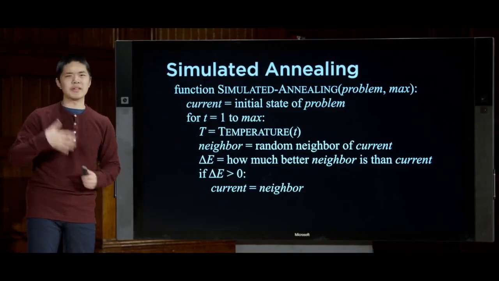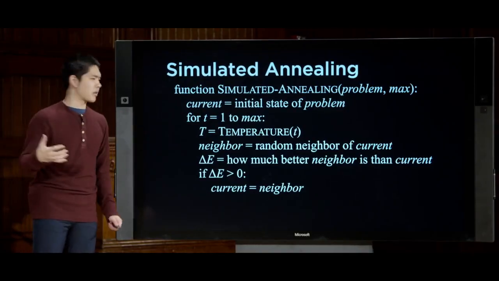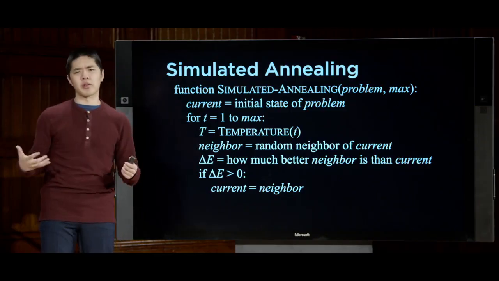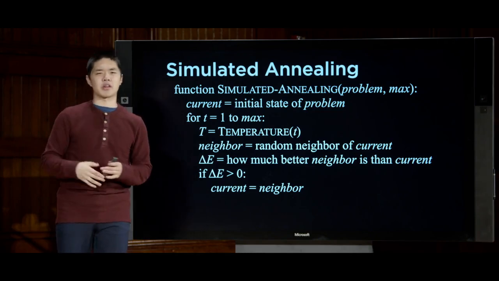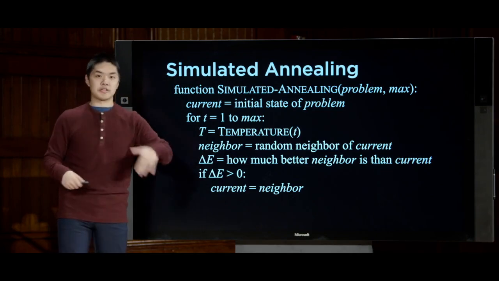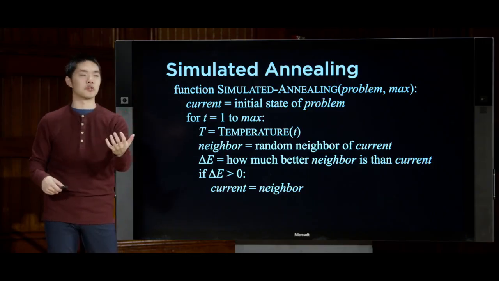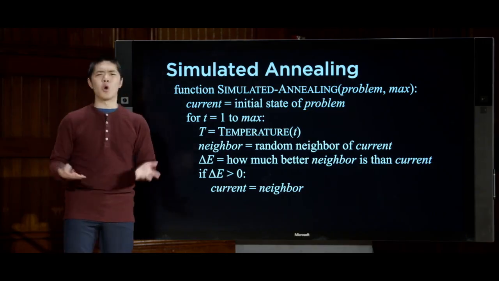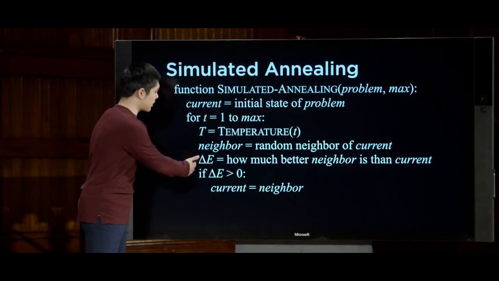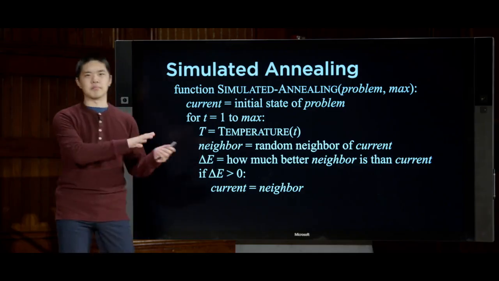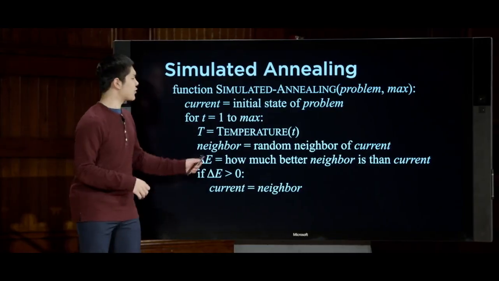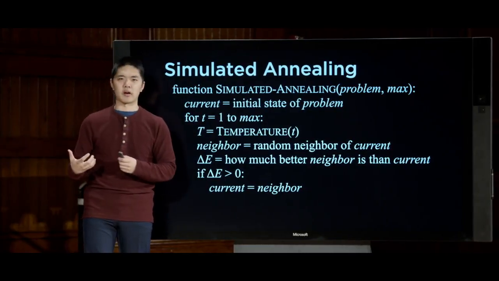And so how do we do that? How do we decide to sometimes accept some state that might actually be worse? Well, we're going to accept a worse state with some probability. And that probability needs to be based on a couple of factors. It needs to be based in part on the temperature, where if the temperature is higher, we're more likely to move to a worse neighbor. And if the temperature is lower, we're less likely to move to a worse neighbor. But it also, to some degree, should be based on delta E. If the neighbor is much worse than the current state, we probably want to be less likely to choose that than if the neighbor is just a little bit worse than the current state.